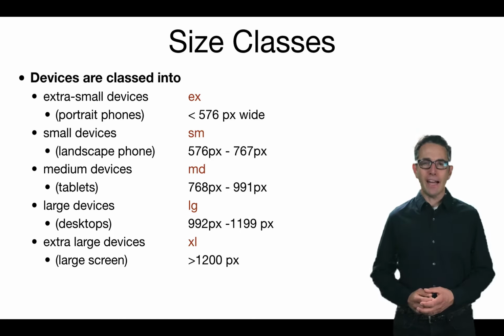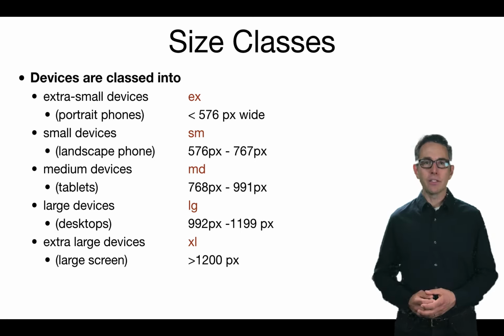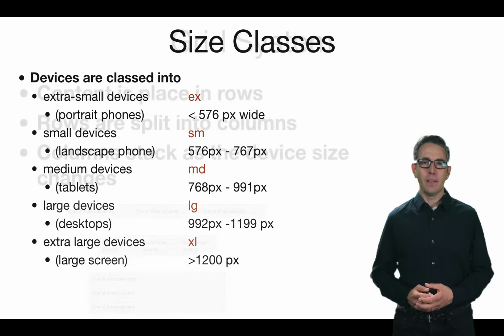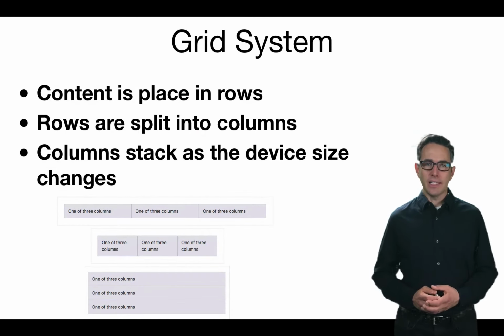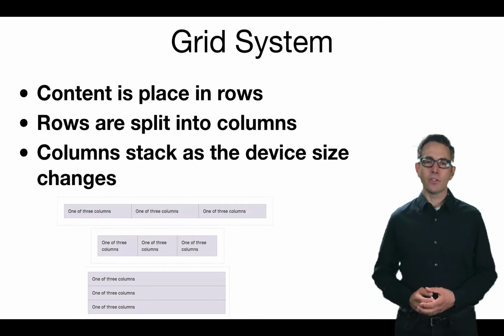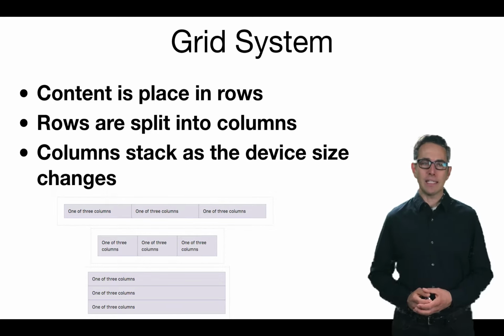Those two-letter acronyms XS, SM, MD, LG, and XL will be used later in some of the class names in order to identify breakpoints at which we would like our content to change its responsive behavior. Our outer level is our container, and then our container is going to contain rows, and our rows are going to contain columns. And depending on how we structure that, we're going to get different kinds of presentations.